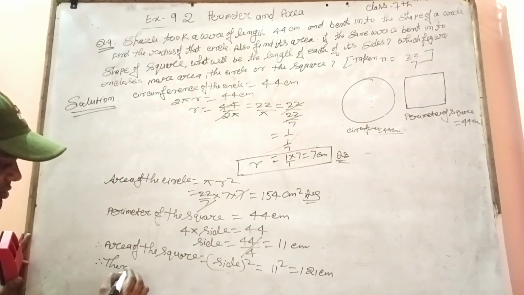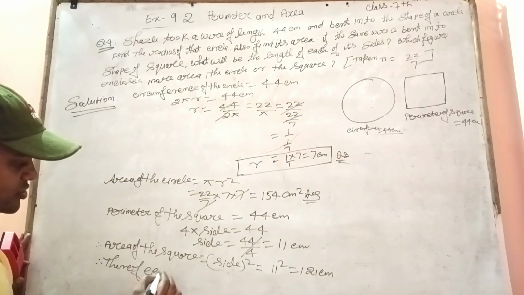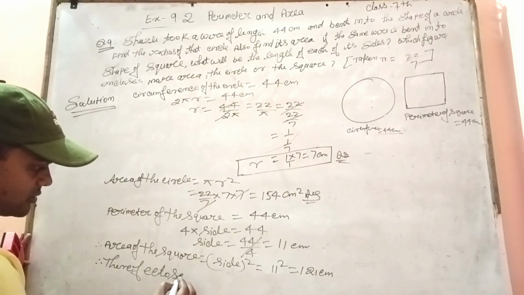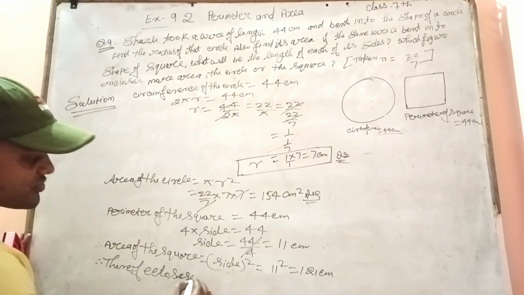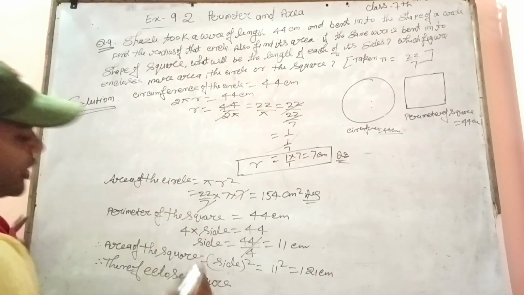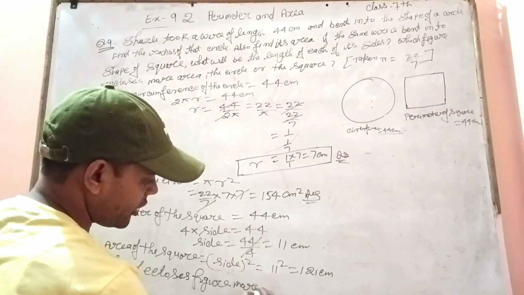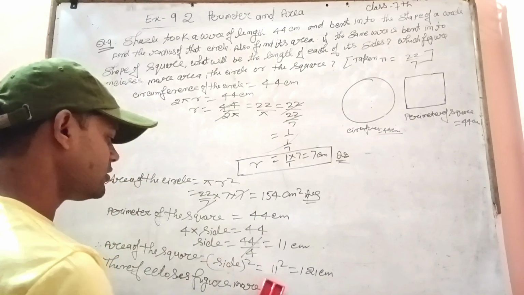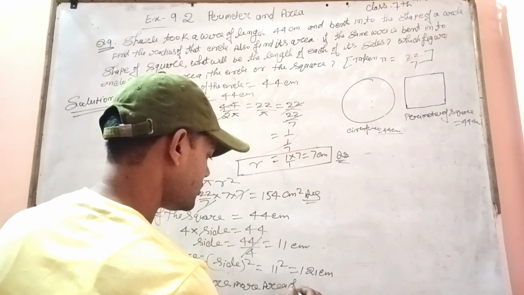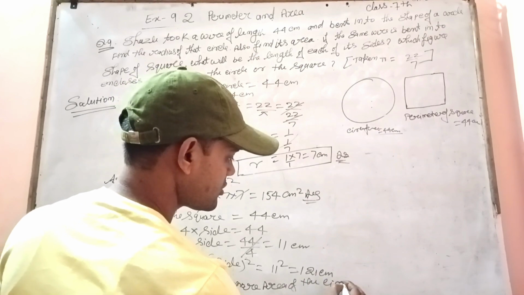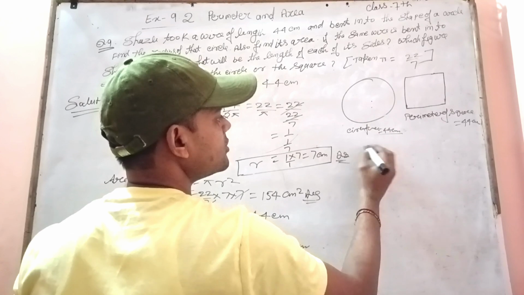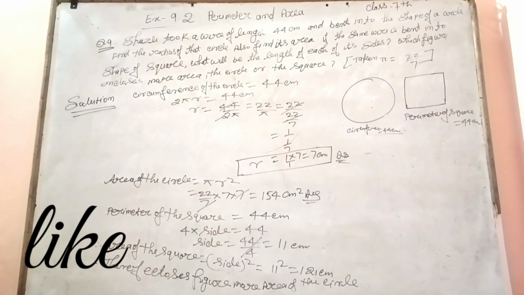Therefore, the figure that includes more area is the circle. The circle has more area.